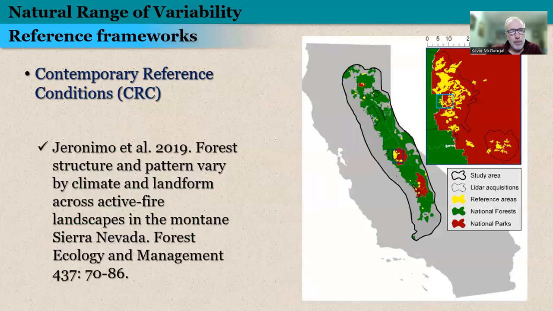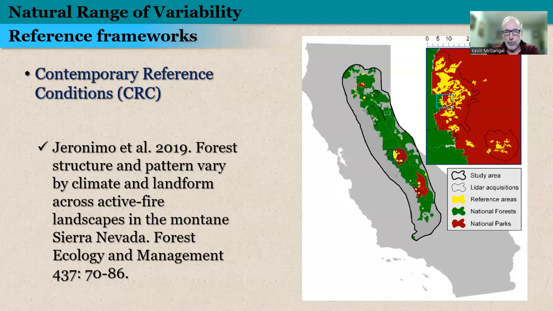A good example of the CRC approach is that by Geronimo et al. in 2019 in a paper entitled Forest Structure and Pattern Vary by Climate and Landform Across Active Fire Landscapes in the Montane Sierra Nevada, published in the journal Forest Ecology and Management. In this application, they looked at the Sierras in California, which is a high elevation montane landscape.